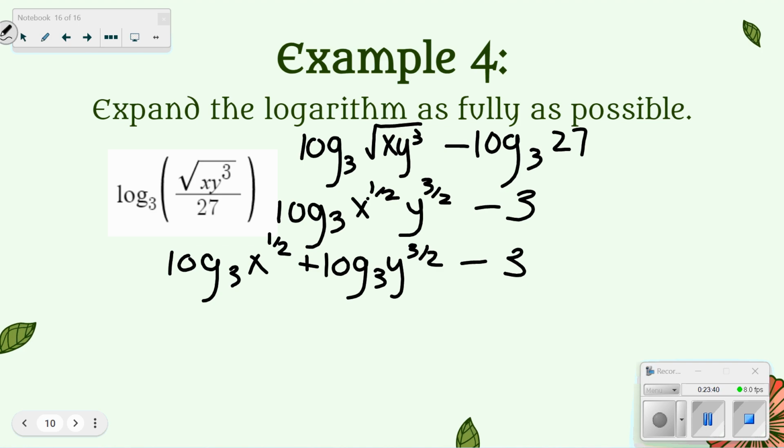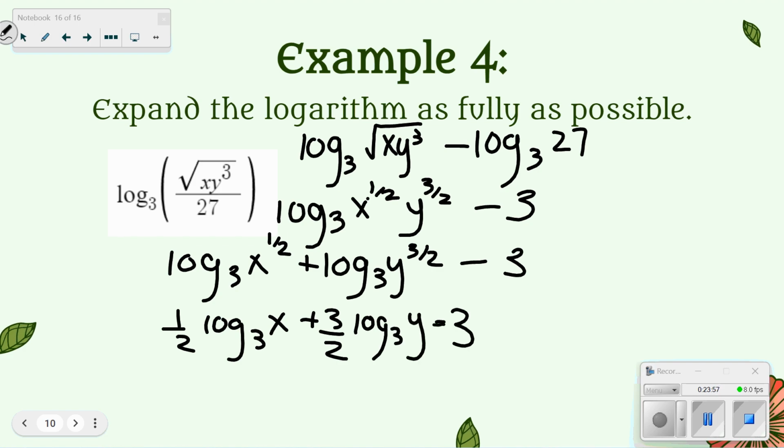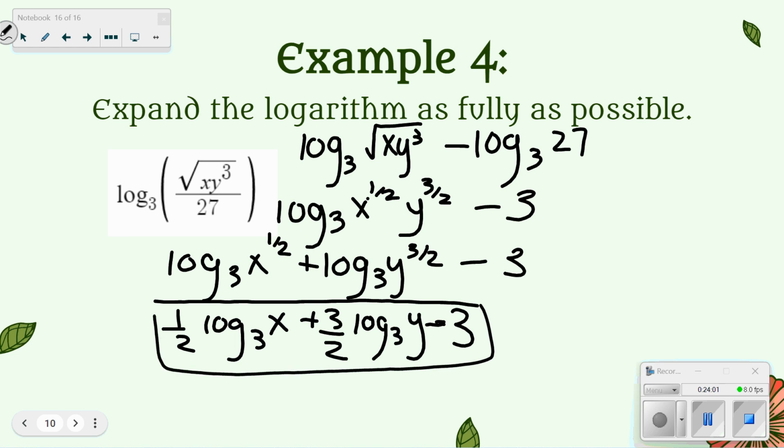What would your last step be now that you're here? With the exponents on the outside. There you go. So I'd have 1/2 log base 3 of x plus 3 over 2 log base 3 of y minus 3.